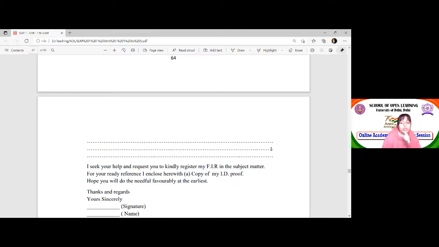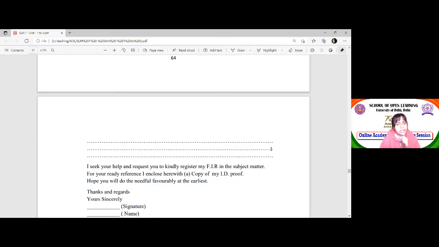Or if they had a mole on their face, you just say that my suspicion is towards this person who had a mole on their face. So if there is anything identifying about this person that you remember, who you think has taken your wallet or your phone, you will write that down. And then you will end with, I seek your help and request you to kindly register my FIR in the subject matter. For your ready reference, I enclose herewith a copy of my ID proof.